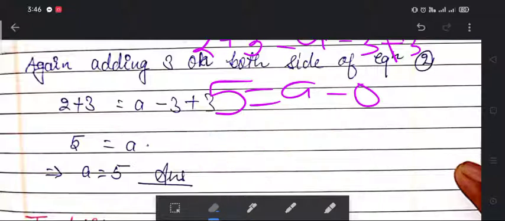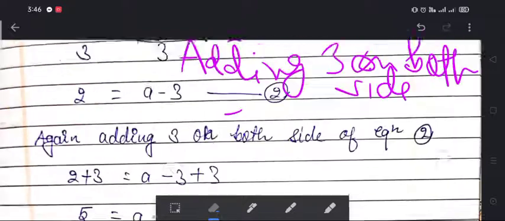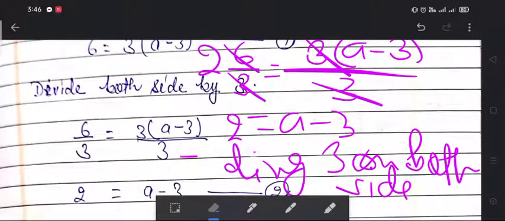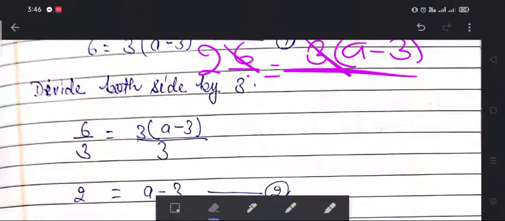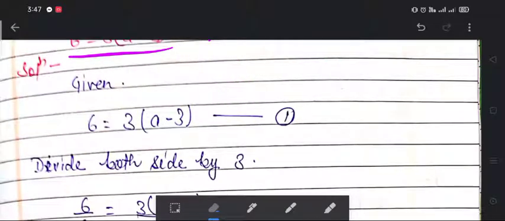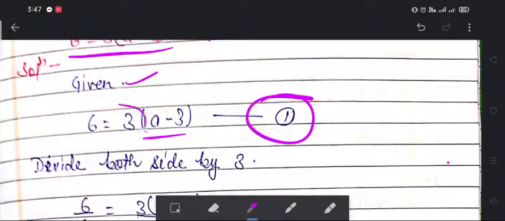Now let us see how we have solved it systematically. The solution is given here, so let's see how we solve. Given that 6 is equal to 3a minus 3, which is condition number 1. Here we can see that 3 is multiplied with a, so in order to vanish this 3, we divide both sides by 3.